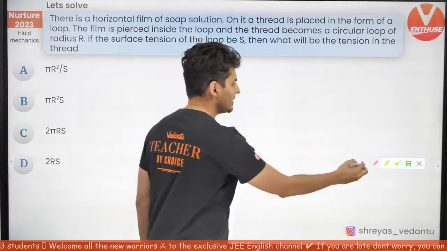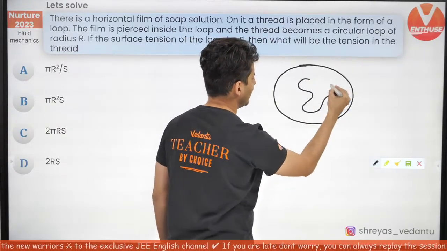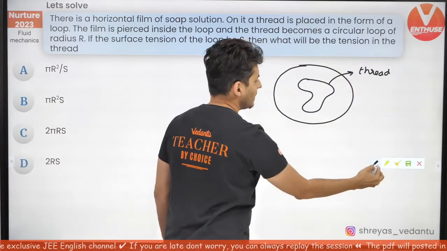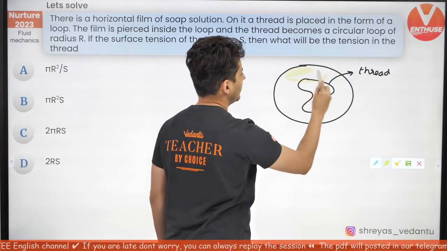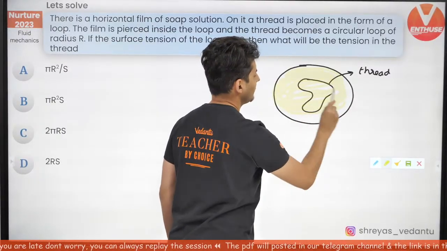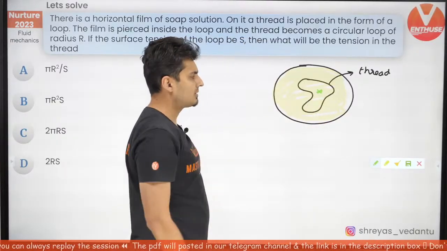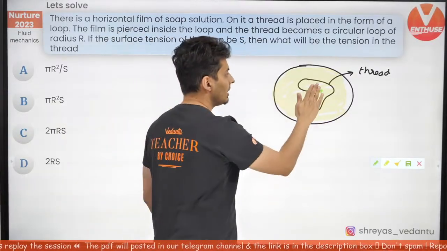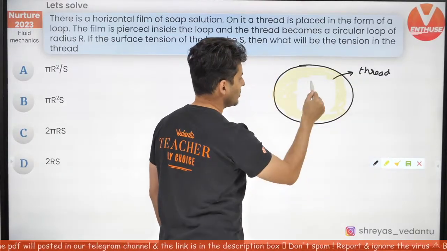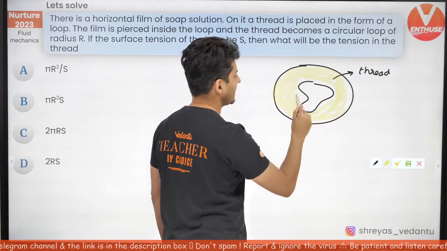Now, imagine this. This is my film, and you have a loop of thread like this. Okay, so what is this? This is a loop of thread. Now, obviously, there is film formed over here like this. This is the film. The loop of thread is over here. If somebody punctures this part, what will happen? There will be no film over there. So you just have that thread like this, correct? And there is film only from outside.